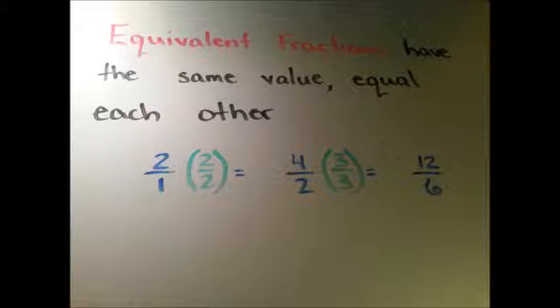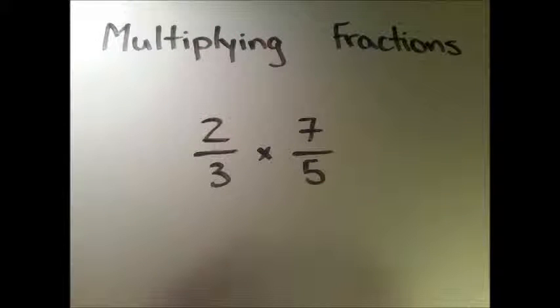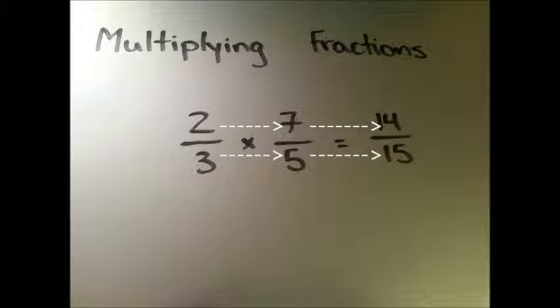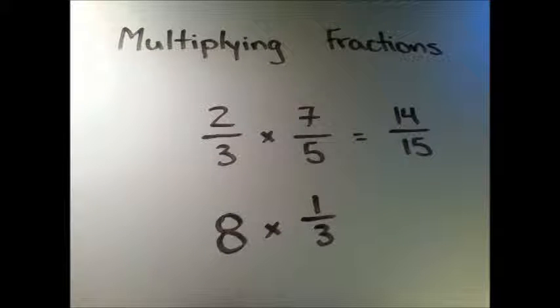When we multiplied 4 halves by 3/3, we got our 12/6. When we multiply two fractions together, we multiply the numerators. In this case, we'll look at 2 multiplied by 7. We'll multiply our denominators, 3 multiplied by 5. And our product, the answer we get when we multiply, is 14/15.